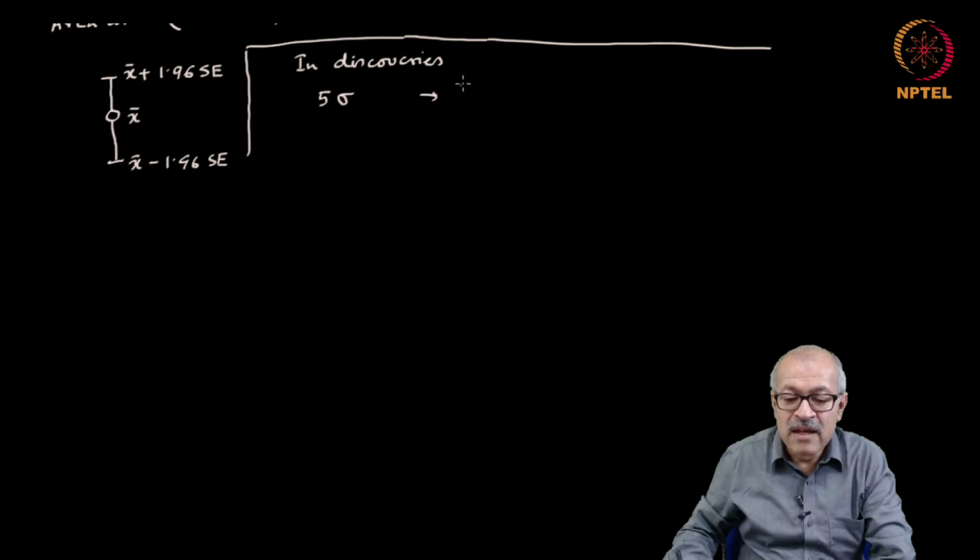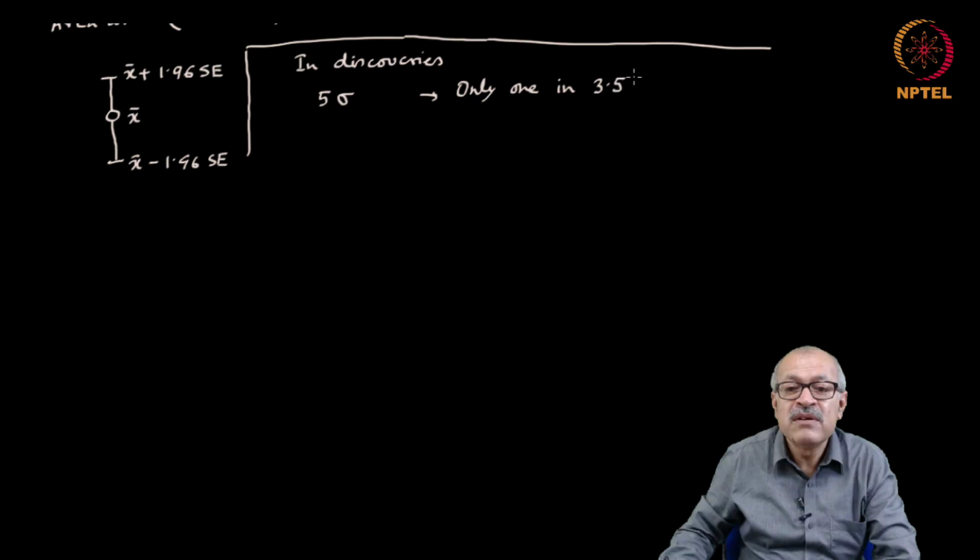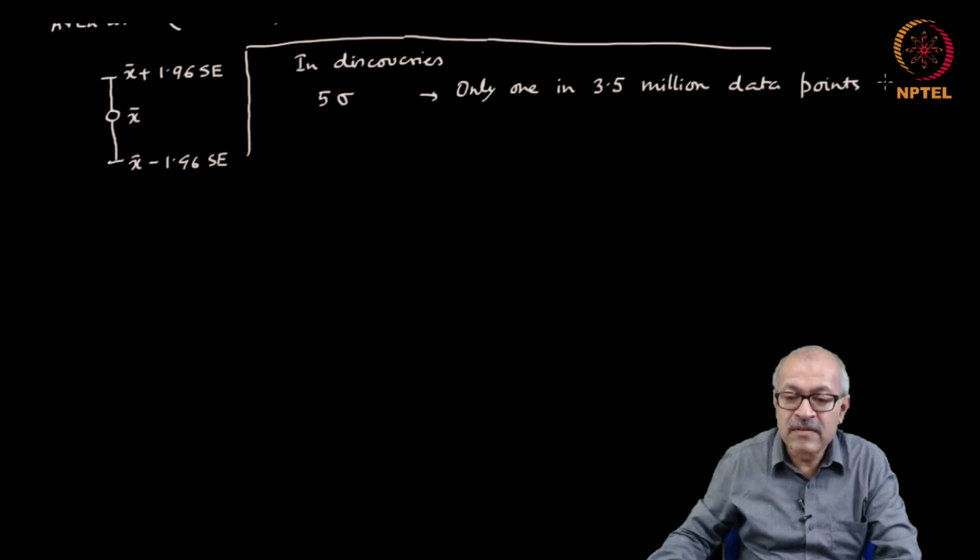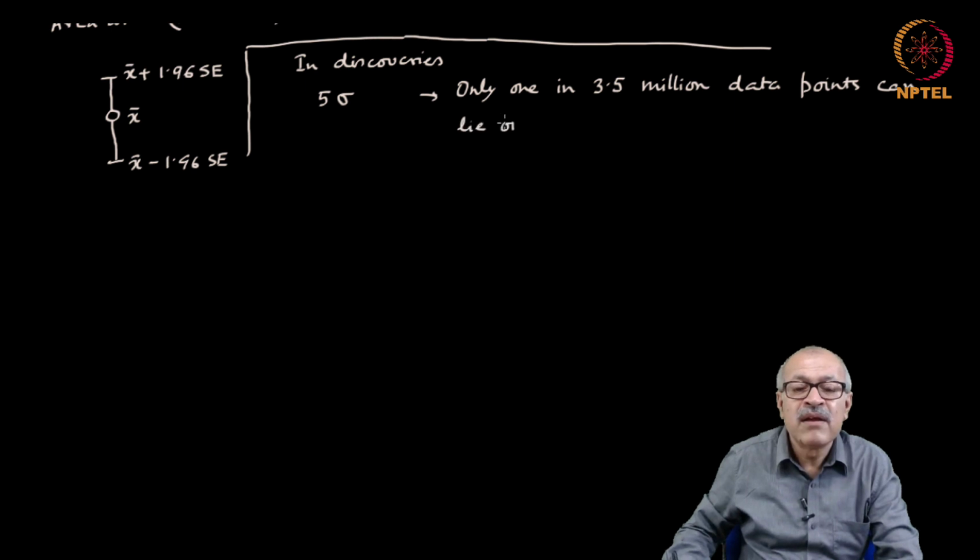This means that only 1 in 3.5 million data points can lie outside this range.